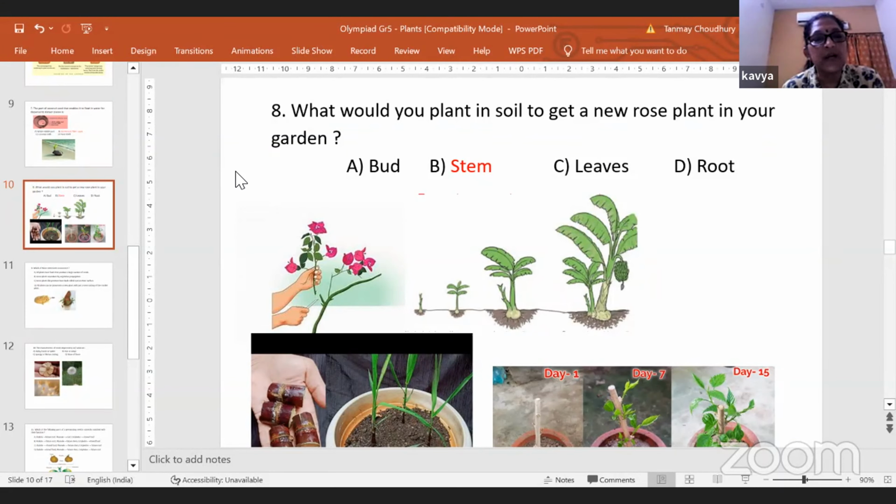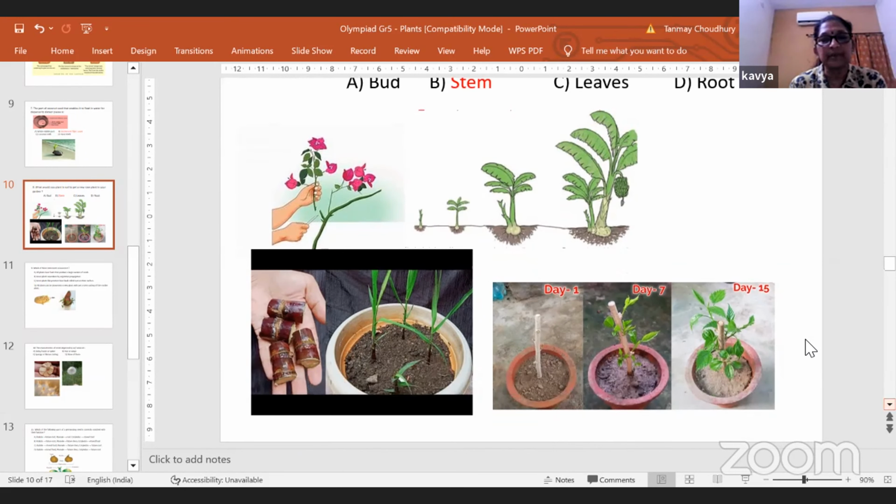So here the rose plant grows from the stem cuttings. Now this is a twig of bougainvillea. Now see how one twig has been cut. It will be planted in soil and it will form a new plant, just like the rose plant. Okay, so rose, bougainvillea, hibiscus, they all grow by their vegetative parts, that is the stem.